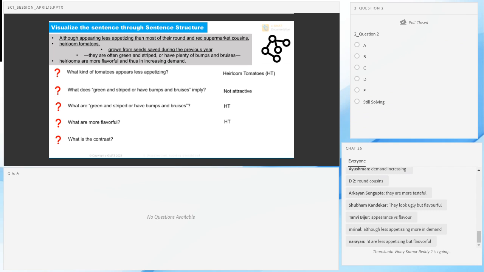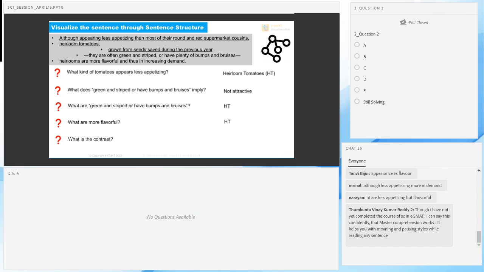Now, people who have said the contrast is between heirloom tomatoes and their cousins, no, that's not right. That is the comparison. The author is comparing the visual look of heirloom tomatoes with that of the supermarket cousins. But the contrast is in terms of the flavor of the heirloom tomatoes versus the look of the heirloom tomatoes. That is what the contrast is. So that's very important.